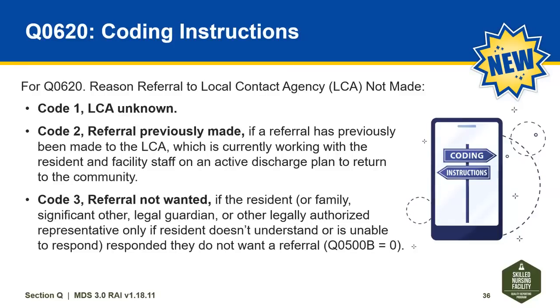For Q0620, these are the coding instructions. Code 1, LCA unknown. Code 2, referral previously made, if a referral has previously been made to the LCA, which is currently working with the resident and facility staff on an active discharge plan to return to the community. Code 3, referral not wanted, if the resident or family, significant other, legal guardian, or other legally authorized representative, only if the resident doesn't understand or is unable to respond, states that they do not want a referral. Q0500B equals 0.